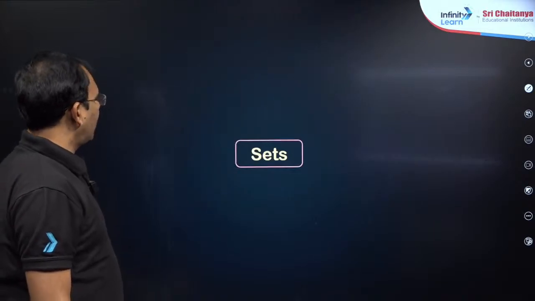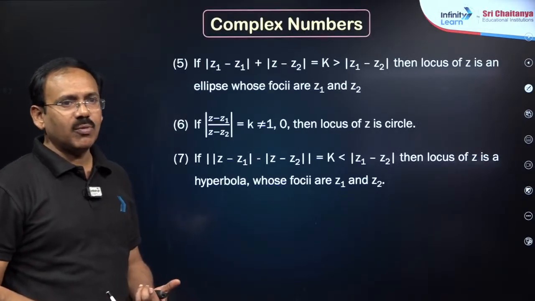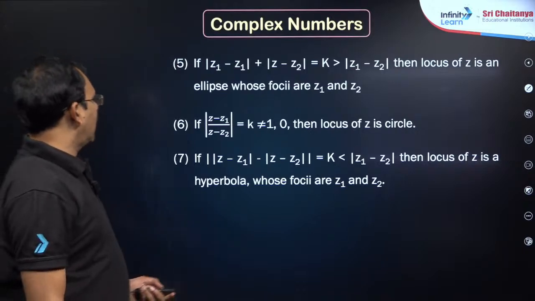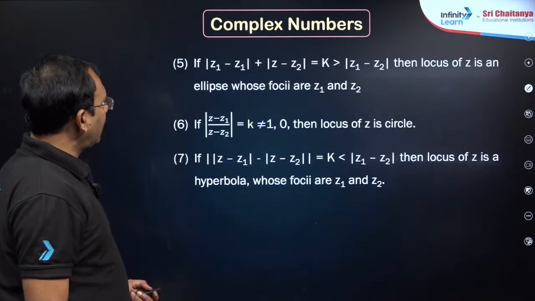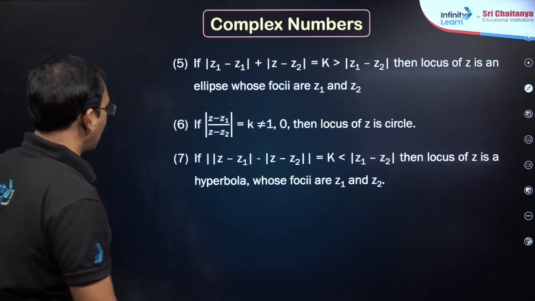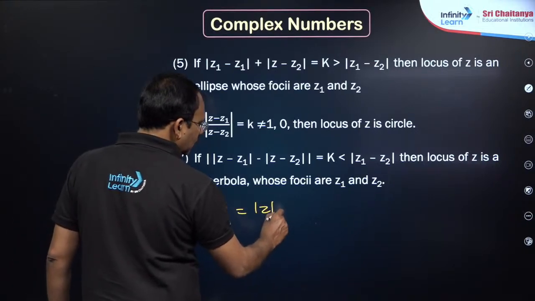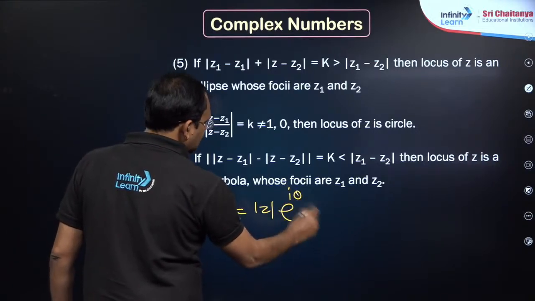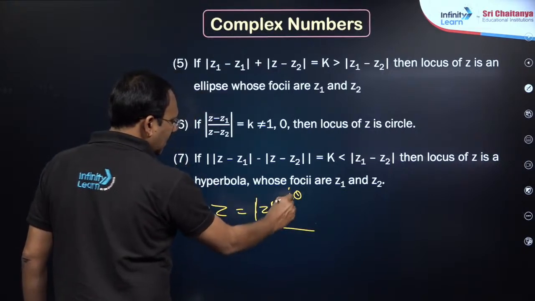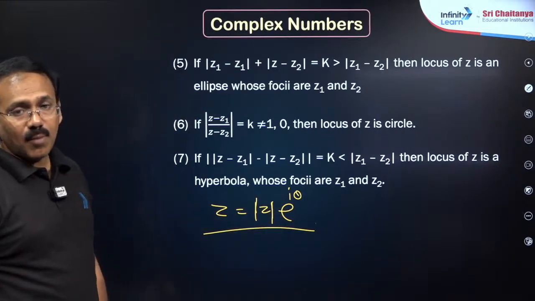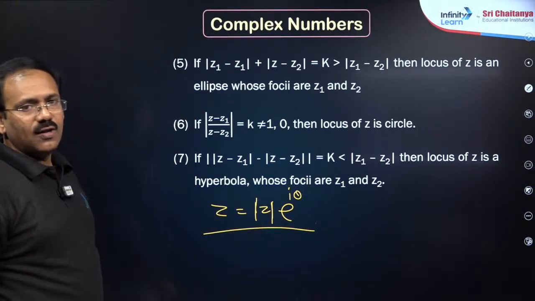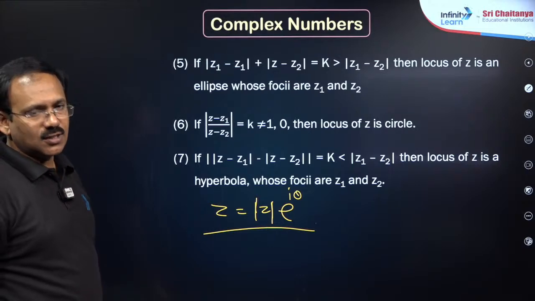Actually, these are the geometry of complex numbers. Most importantly, every complex number z can be written as mod z into e power i theta. This is important. This is the modulus and theta is the argument. We call it the mod amplitude form, with the help of which we try to answer the questions.